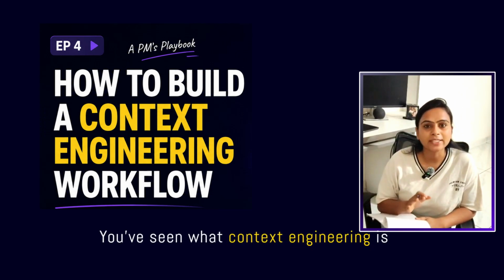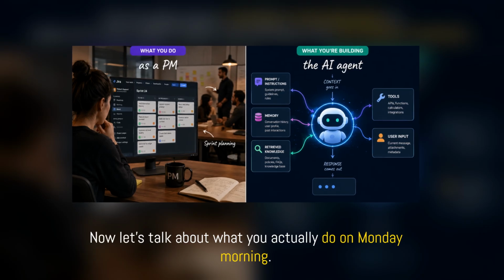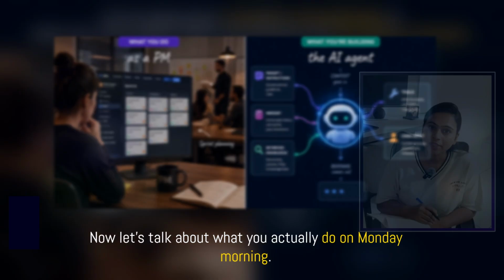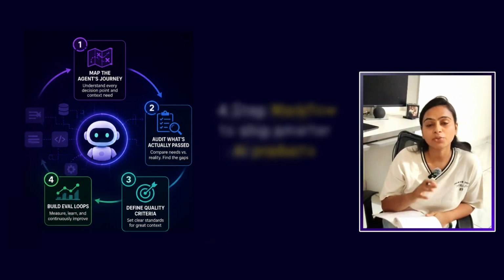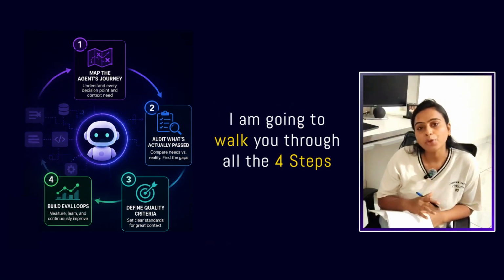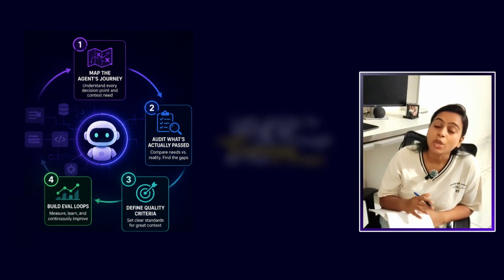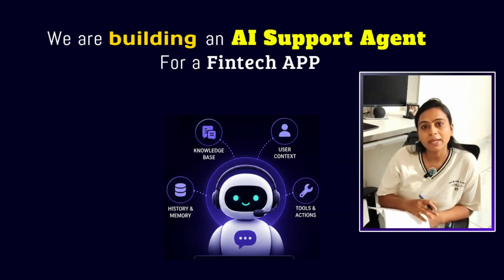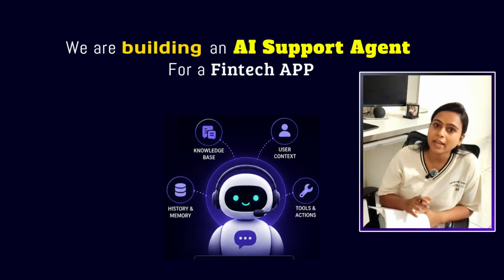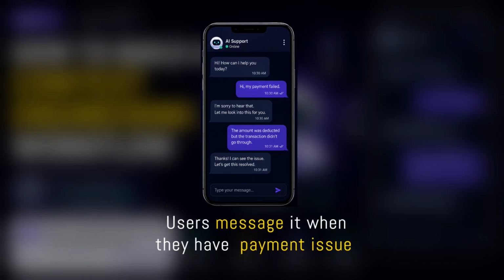You have seen what context engineering actually is. Now, let's talk about what you do on Monday morning. Here's the 4-step workflow you can bring to your next sprint. I'm going to walk you through all 4 steps using an example. We are building an AI support agent for a fintech app. Users message it when they have a payment issue.